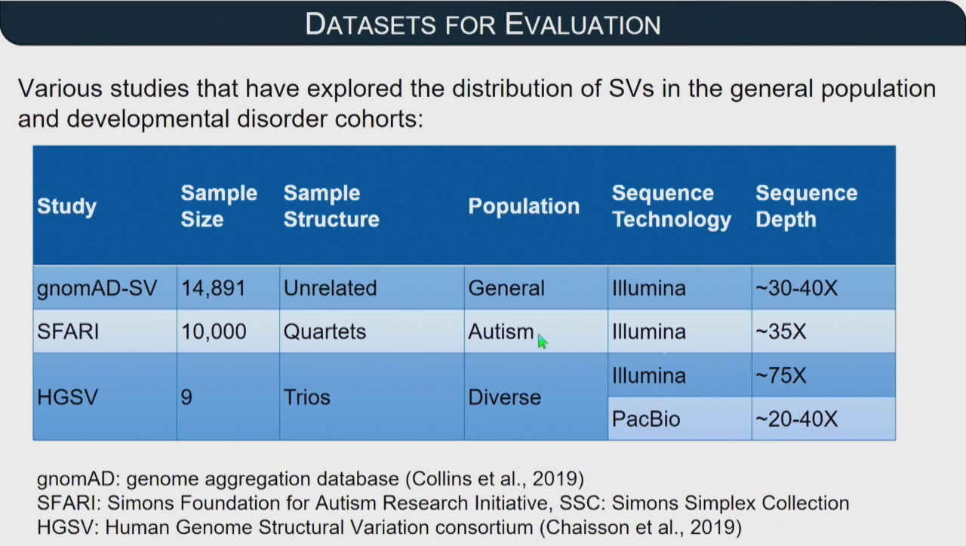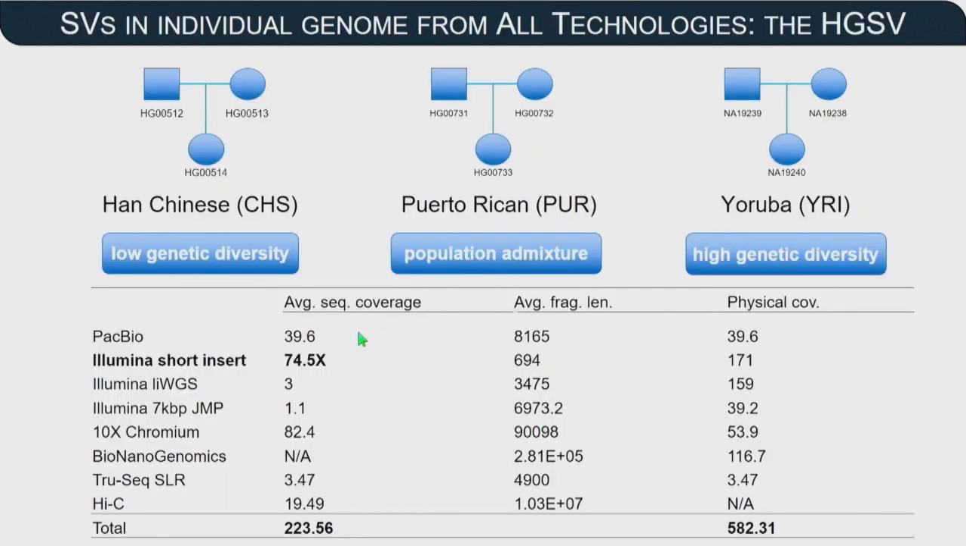And these are all Illumina sequencing, and then this is the HGSV, the Human Genome Structural Variation Consortium, which is 3 trios and basically every technology available. And so this is just a look at that. I won't go through this in any great detail.